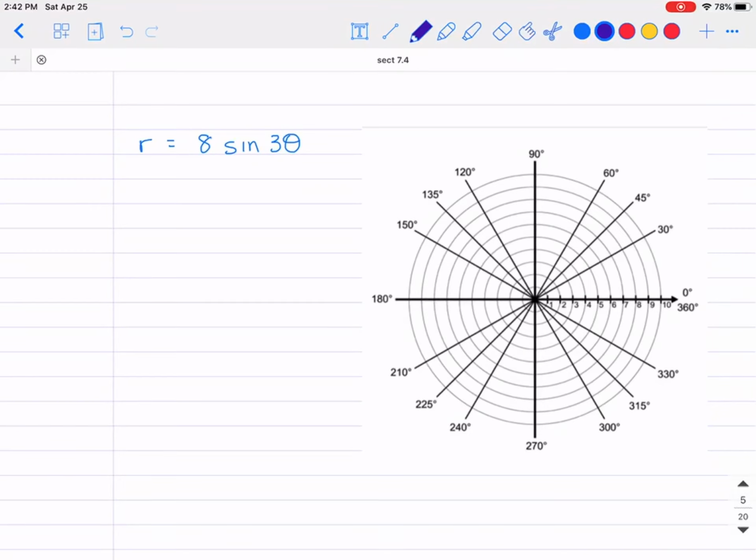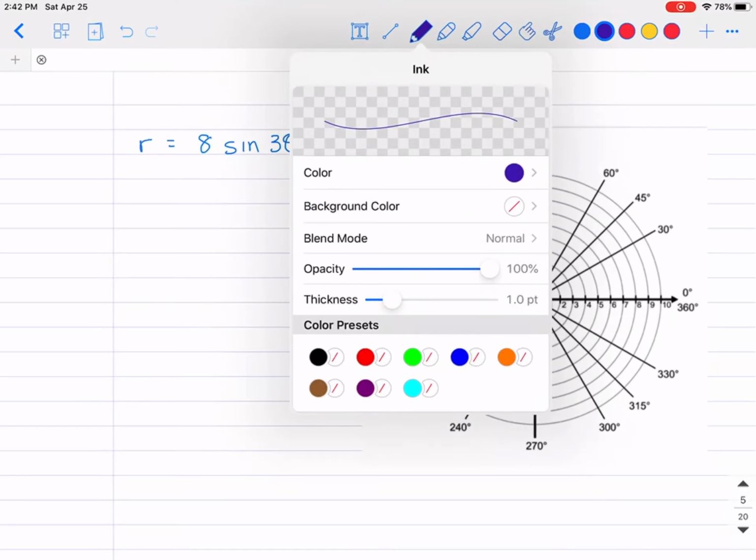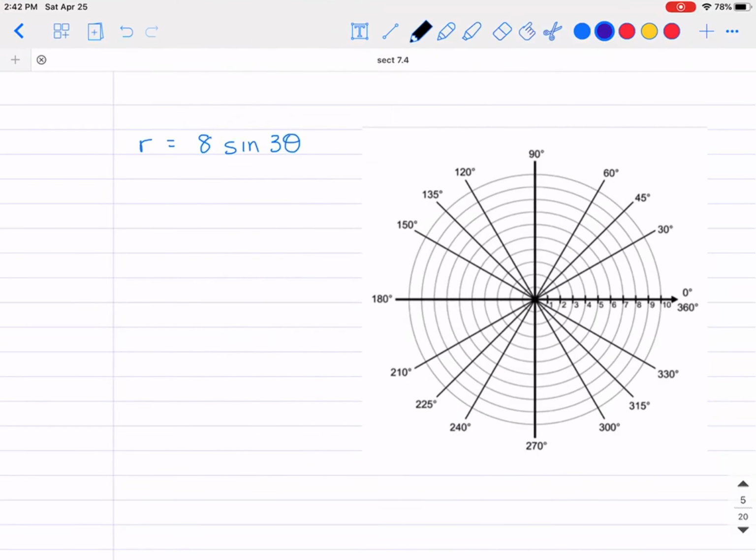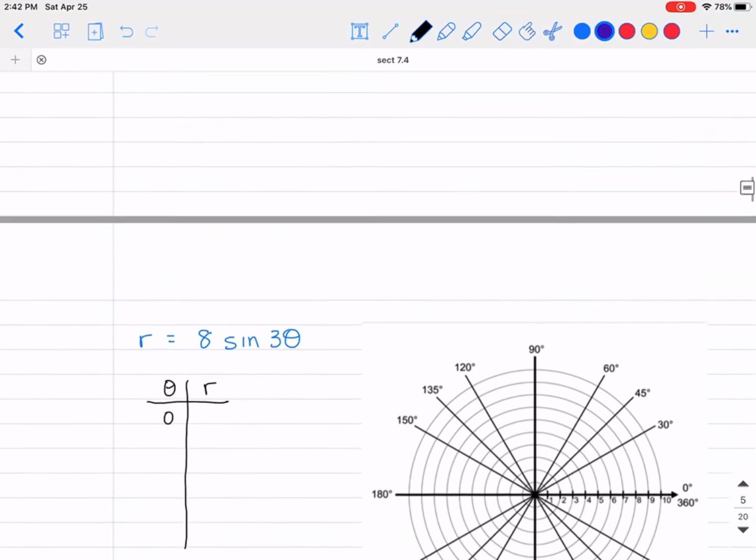Okay, so let's take another example so you can see how this actually works out. This time I'm going to go ahead and use a different trig function, which is going to be sine. And I'm also going to change that number inside the argument so that it's sine 3 theta instead of, say, sine 2 theta, just to see how that actually works out. Okay, so here we go. Let's see, we have 0 for theta, and then we have r over here.